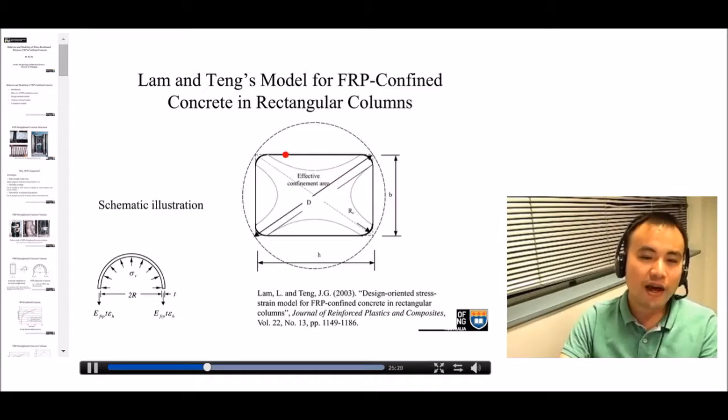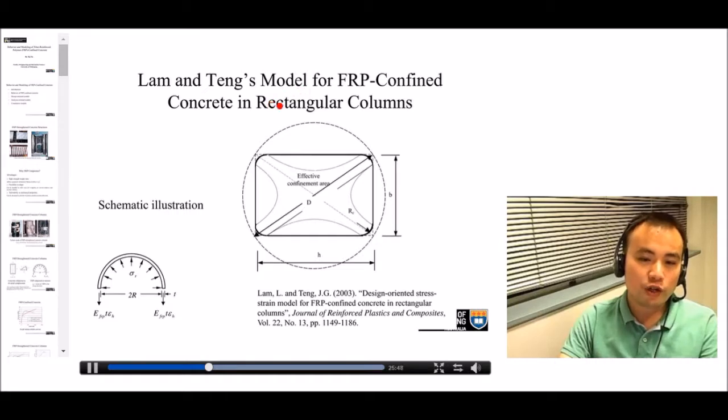If you do some simple calculation, you will find that the bending stiffness of a thin wall jacket is much less than the tensile stiffness of a jacket with the same thickness, which means the confining stiffness in a rectangular column is much smaller than that in a circular column. In other words, the confinement is less effective in rectangular columns.